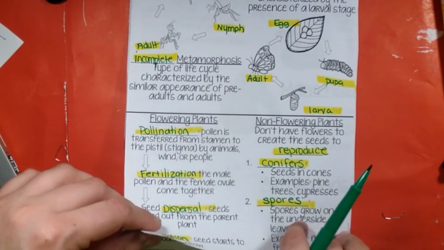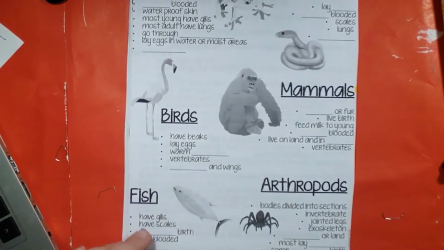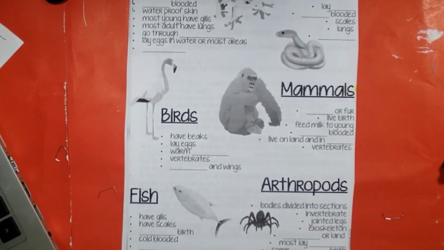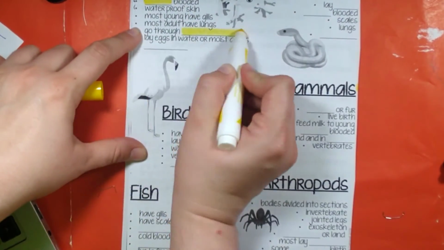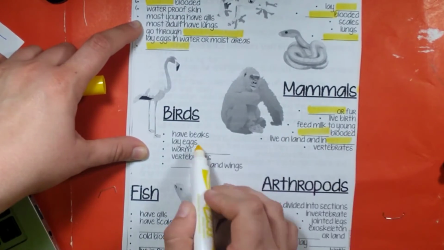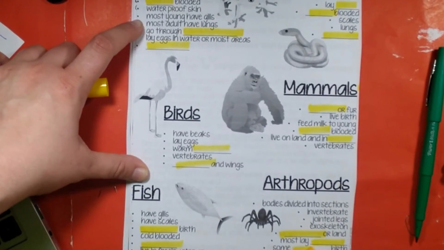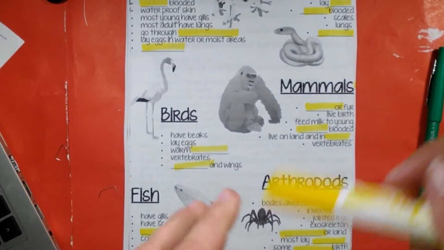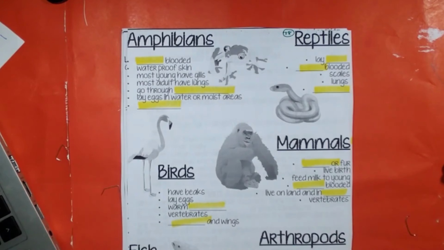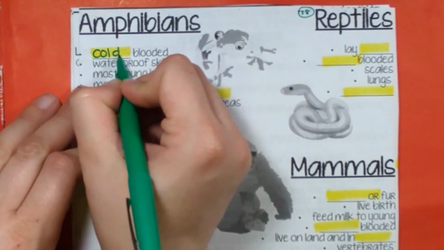Now the next one we're going to go to is classifying animals, which will be page 28. And we're going to talk about the different kinds of animals, and what constitutes, or the requirements each animal has in order to be called that animal. All right, amphibians. Amphibians are cold-blooded, meaning that they cannot regulate their own temperature.